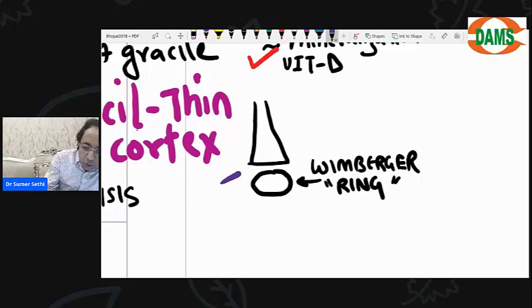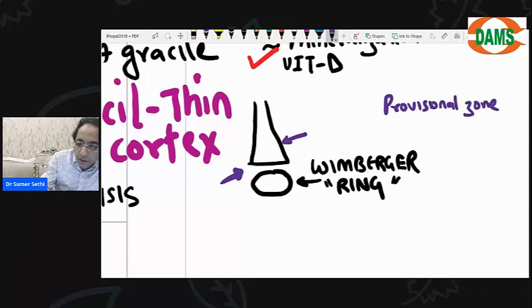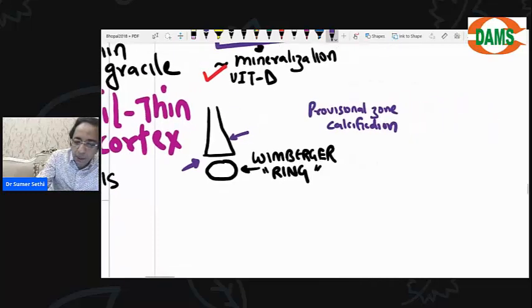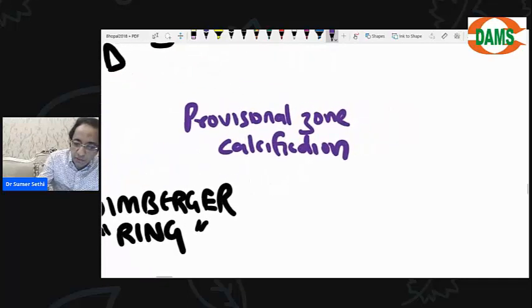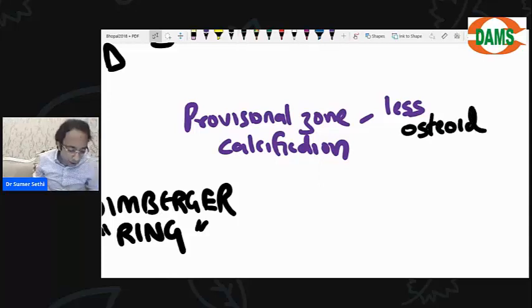Okay. If this is your growth plate, this is your metaphysis. In between, you had the provisional zone of calcification. Now in scurvy, what is happening is the provisional zone of calcification has less amount of osteoid. Listen to me, everybody. In scurvy, the provisional zone of calcification has less amount of osteoid.